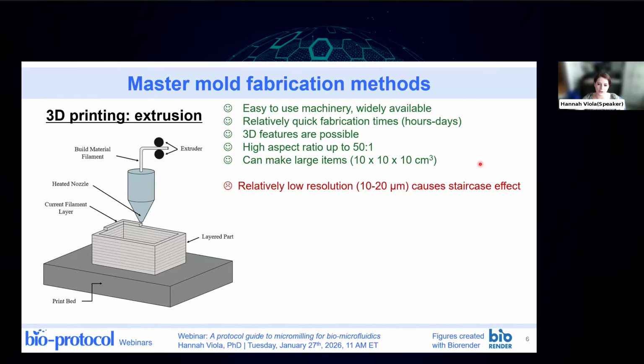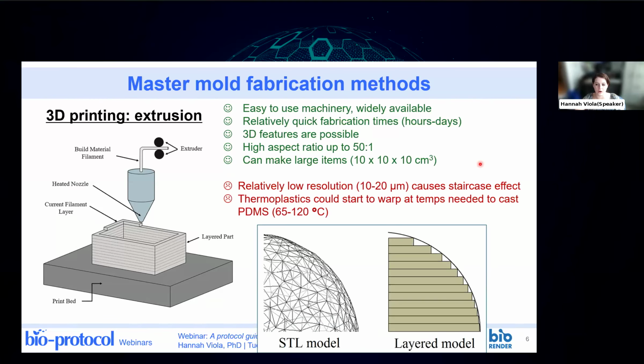The downsides are that the resolution of 10 to 20 microns can cause what we call a staircase effect. As we go up in layers, because the resolution is like this, you can get this effect depending on how small your features are, and that can be undesirable. So one of the reasons I didn't use 3D printing for the model that I developed was this staircase effect. We noticed that was kind of a problem for our design.